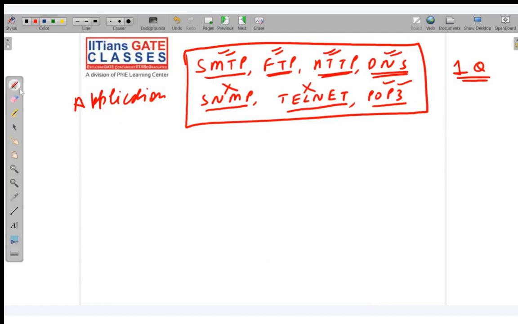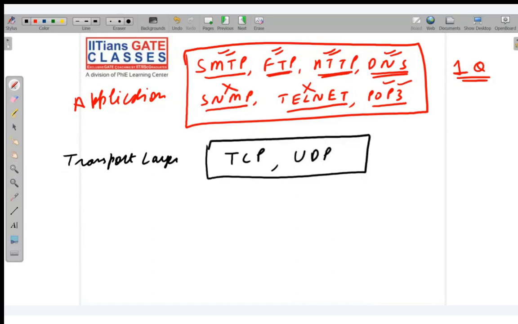Okay, next, below the application layer, we have the transport layer. At the transport layer, we have two protocols in the GATE syllabus. TCP, Transmission Control Protocol, and UDP, User Datagram Protocol. These two protocols are in your GATE syllabus and we will study them. Don't worry, both are very, very important.